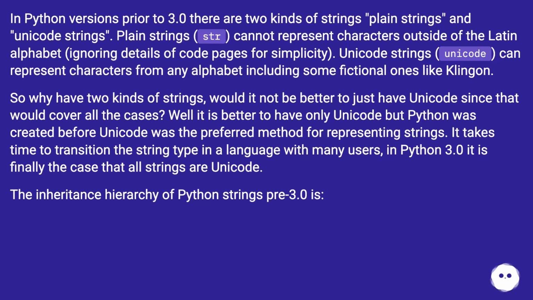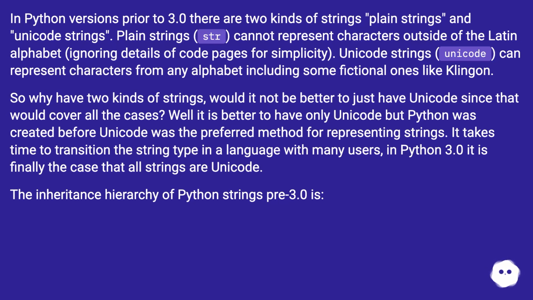So why have two kinds of strings? Would it not be better to just have Unicode since that would cover all the cases? Well, it is better to have only Unicode, but Python was created before Unicode was the preferred method for representing strings. It takes time to transition the string type in a language with many users. In Python 3.0 it is finally the case that all strings are Unicode.